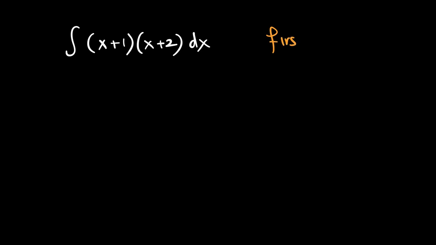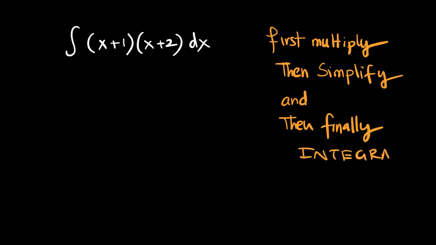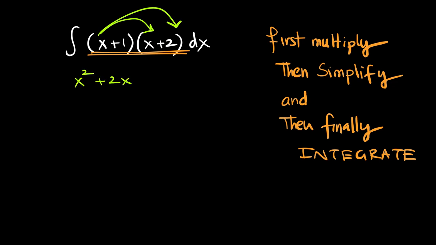Now, some more examples. Something like the integral of x plus 1 multiplied with x plus 2 dx. The rule is, first multiply out the brackets, then simplify, add up the like terms according to algebra, and then finally we will integrate. So we cannot start integration right away because there are two brackets over here. First step, open up the brackets. So we have x squared plus 2x. And this time we will multiply this 1 with each of the terms in the second bracket, which will become x plus 2. And the integration sign is still intact.